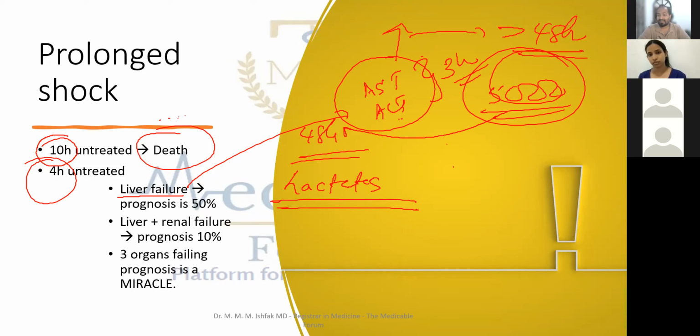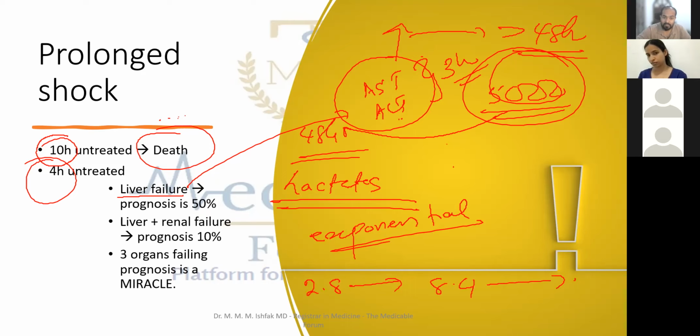So the only way to find out that the liver is getting damaged is your lactates, because your lactates are catabolized and broken down by your liver. So there will be an exponential rise. Example, you do one blood gas, the lactates might be 2.8. The next blood gas, 8.4. Next blood gas, 22. So you see, the rise is exponential. Exponential rise in lactates is a sign that your liver is in failure, right? The transaminases and all will come towards the end, towards the 48 hours.